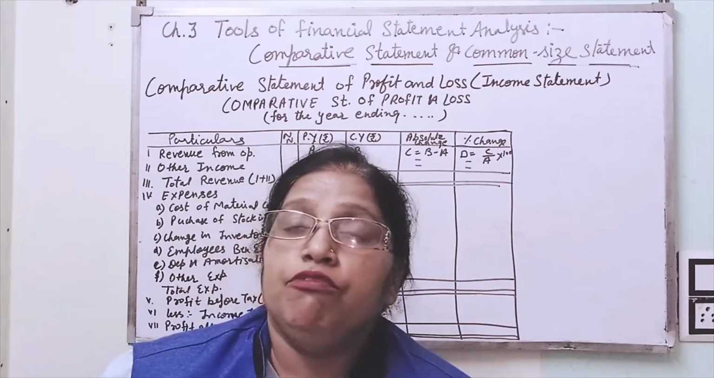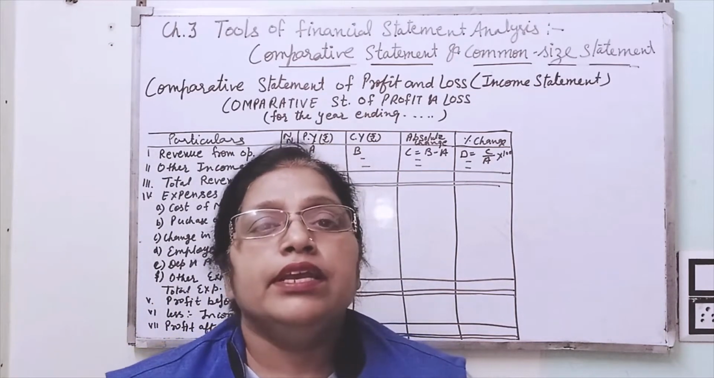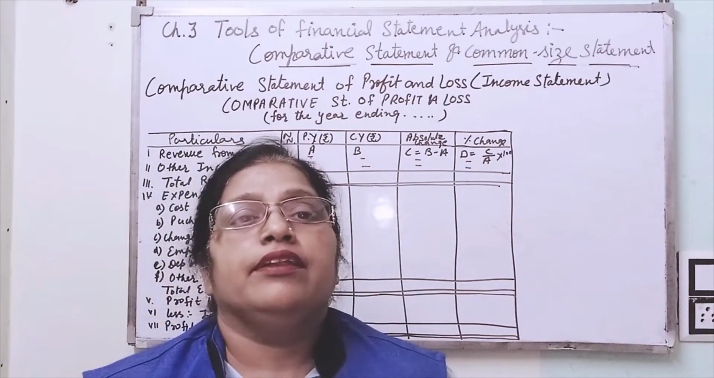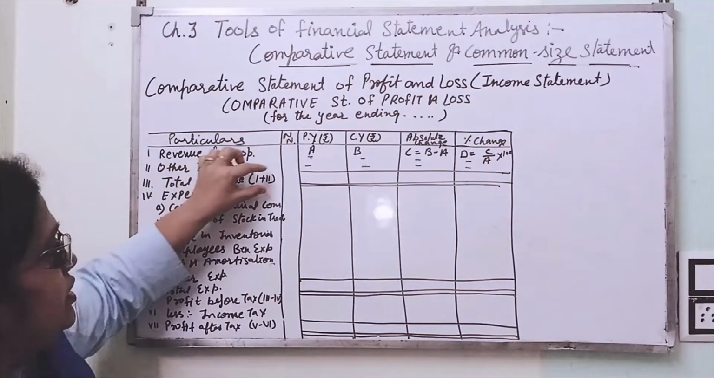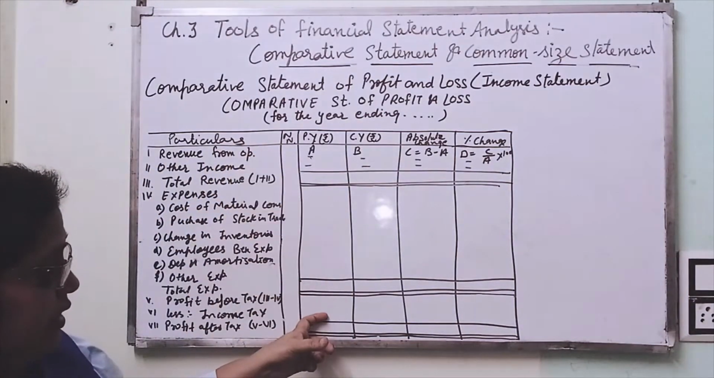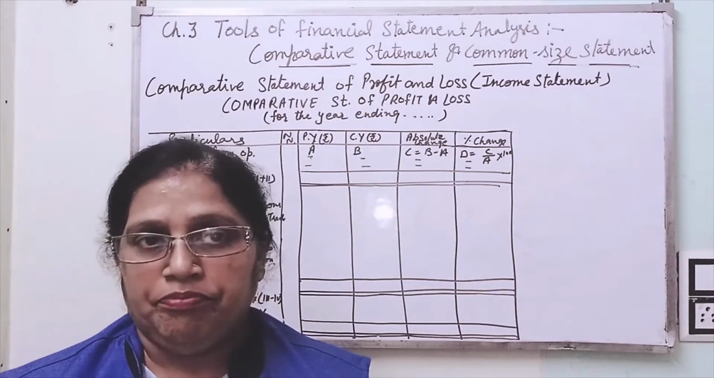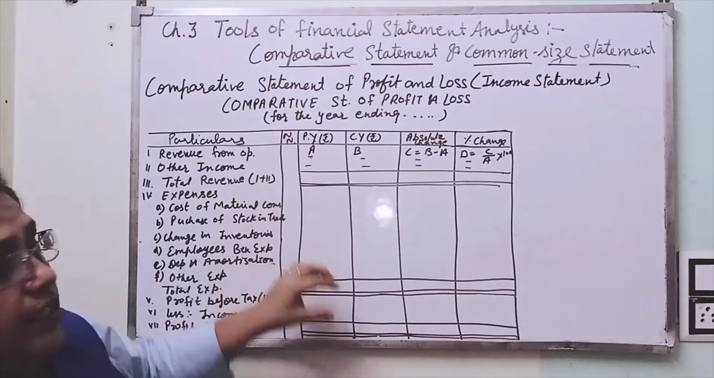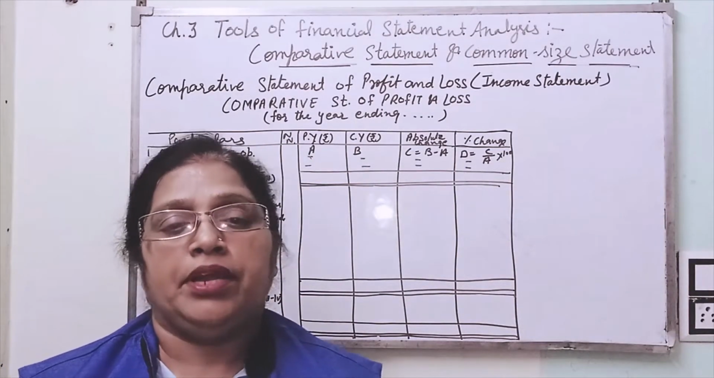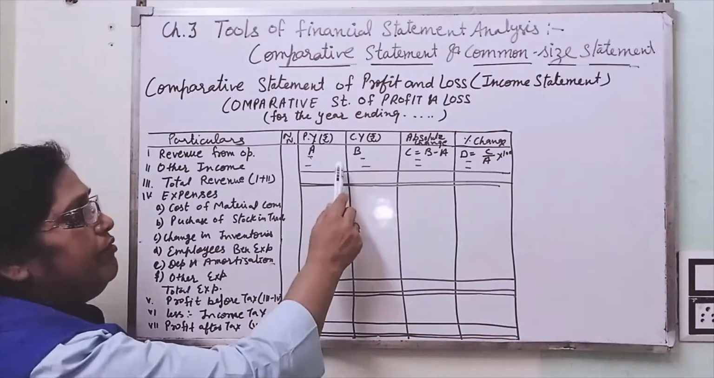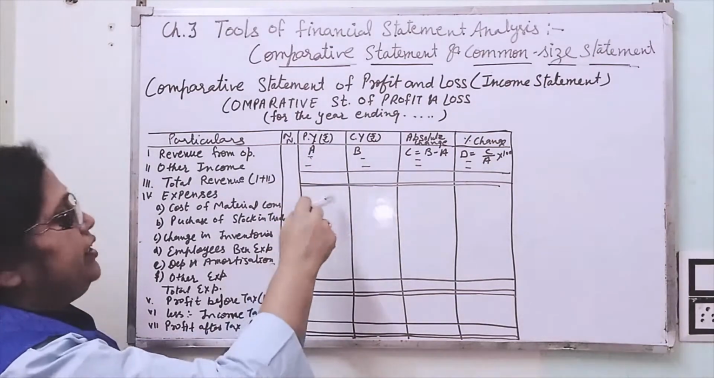Now, why do we need to prepare profit or loss statement? The main reason for preparing statement of profit and loss is to know whether the company is earning profit or incurring loss. If the company's revenue is more than all the expenses, it means the profitability capacity of the firm is increased. If revenue is less than expenses, it means the company is incurring loss each and every time. So this is the format we have explained in chapter 1. I want to recapitulate it with you.